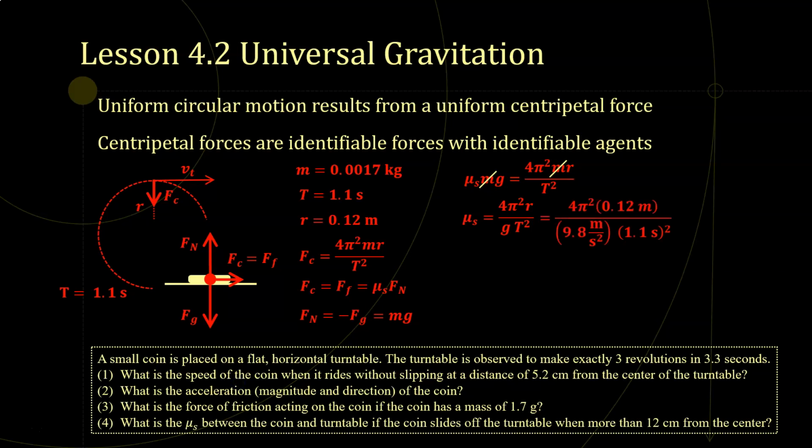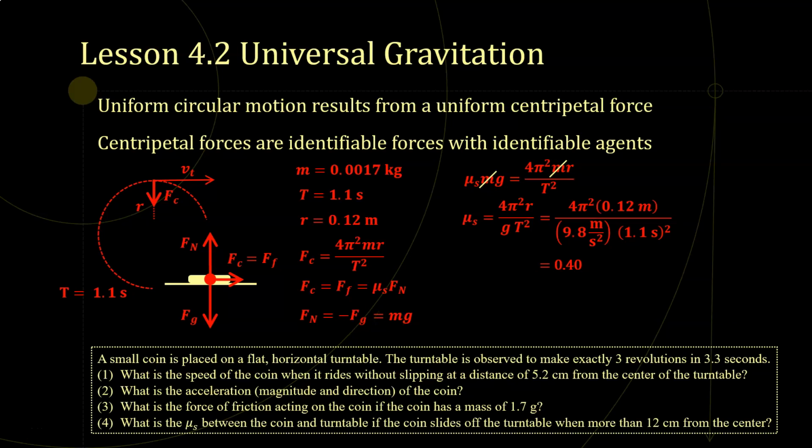Plug in all of the values that I know, because I know the radius, I know g, and I know the period. And then when I actually go through the math, I find that the coefficient of static friction must be 0.40 if the coin starts to slide off past 12 centimeters.